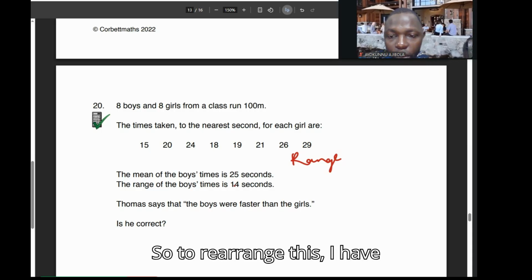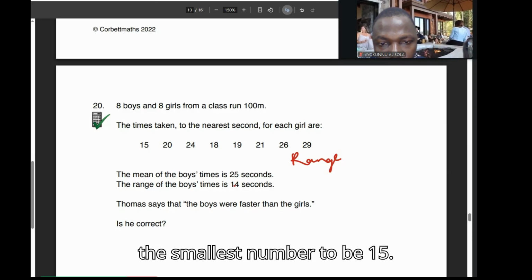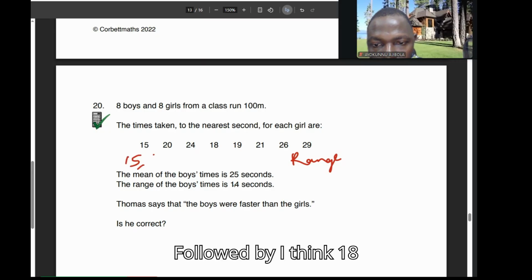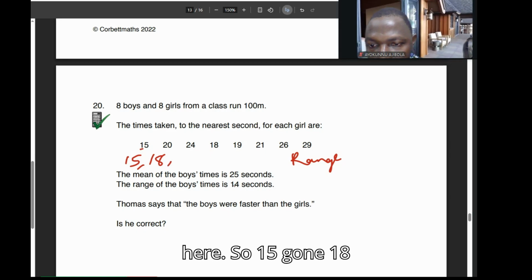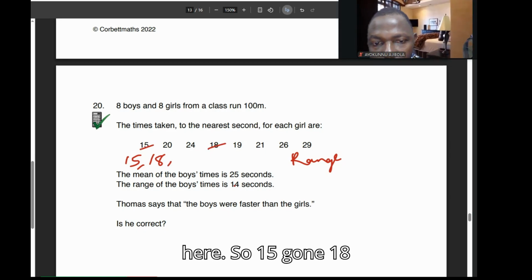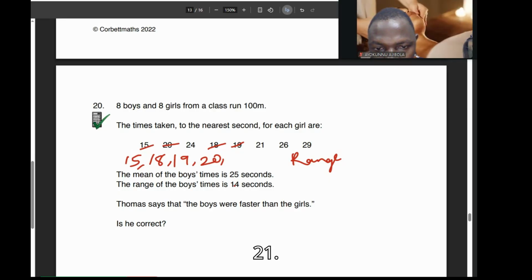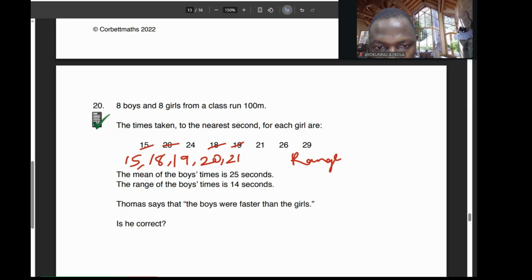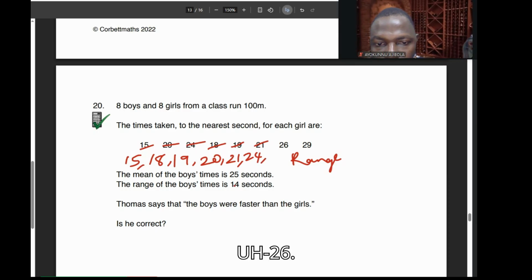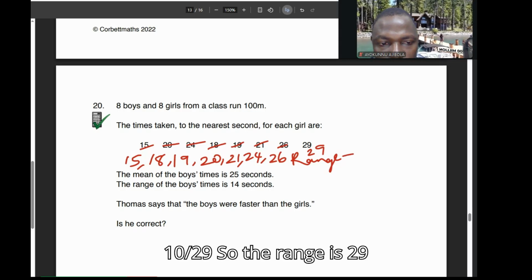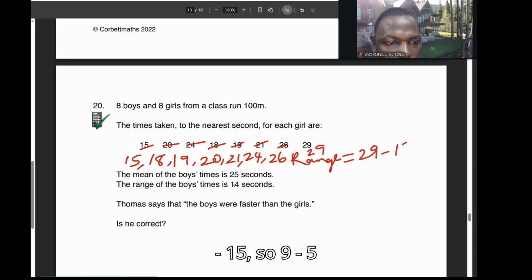So, to rearrange this, I have the smallest number to be 15, followed by, I think, 18 here. So 15 gone, 18 gone, 19, 20, 21, 24, 26, and 29. So the range is 29 minus 15.